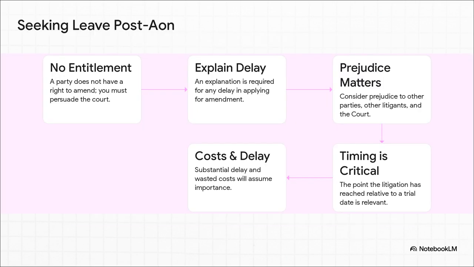So, when you're on your feet arguing for leave, what do you need to show? Well, this is your practical post-Aon Risk checklist drawn from cases like Hartness against Hines. Number 1, you have no entitlement. You are there to persuade. Number 2, you must explain the delay. The judge's first question will be, why are you making this application now and not 6 months ago? 3, prejudice isn't just about your opponent, it's about prejudice to the system. 4, timing is everything. An application a year from trial is a totally different beast to one made on the courthouse steps. And finally, number 5, significant delay and wasted costs are huge black marks against you.